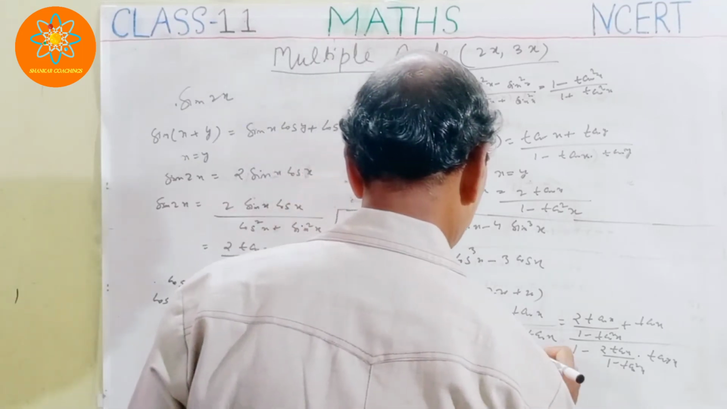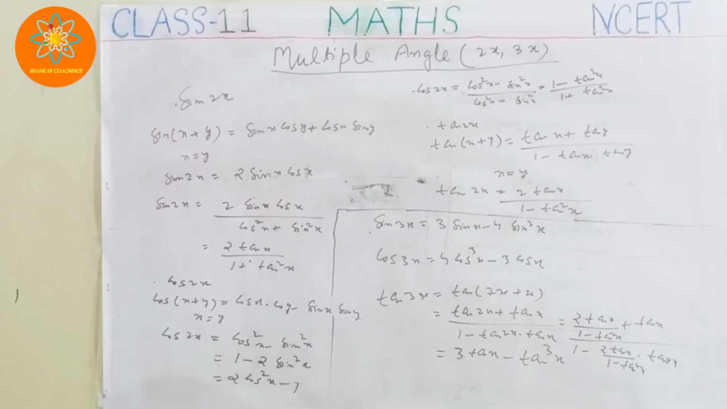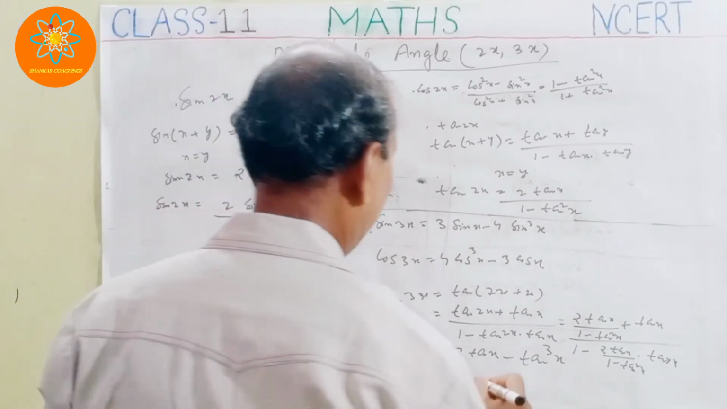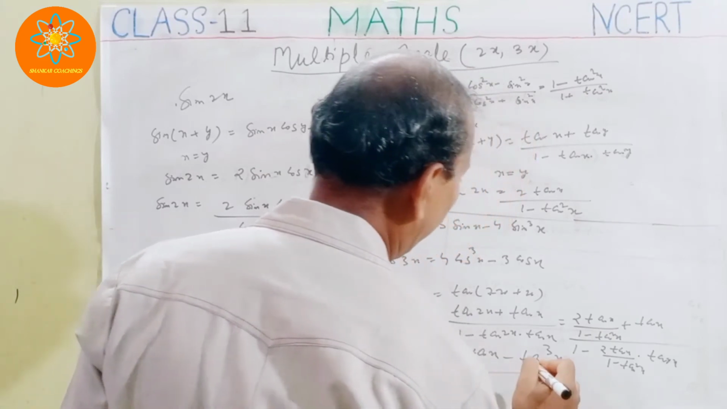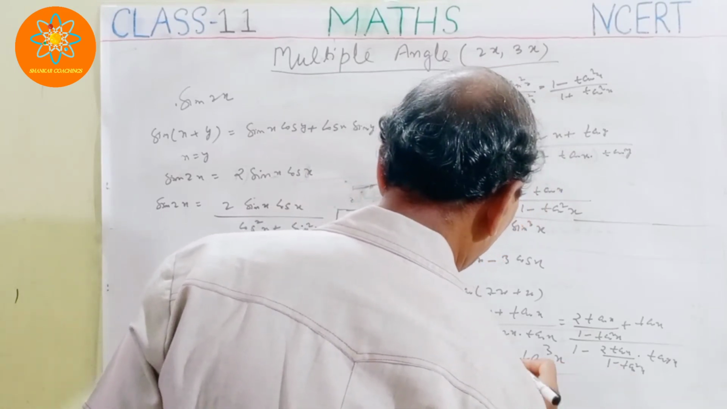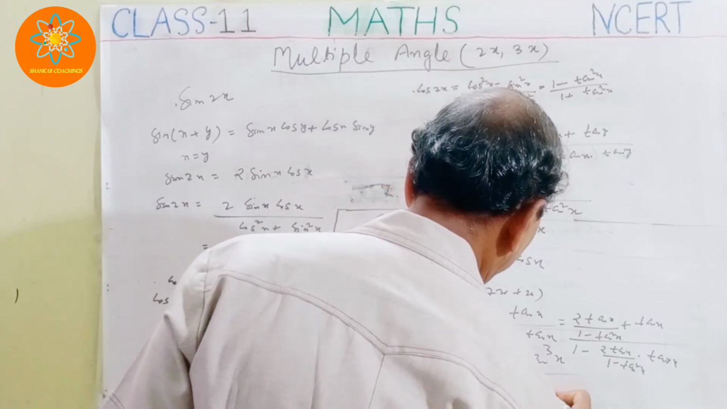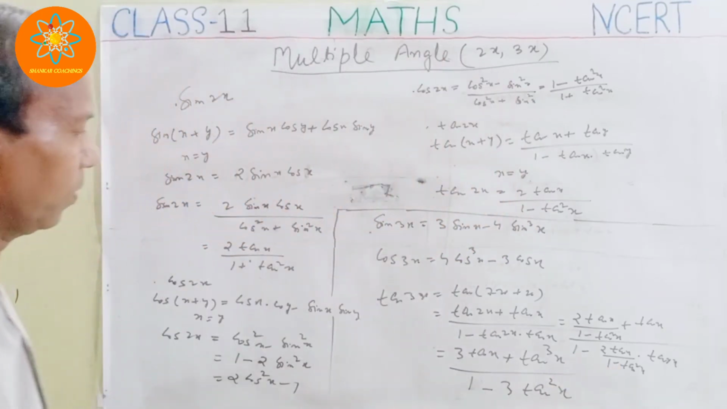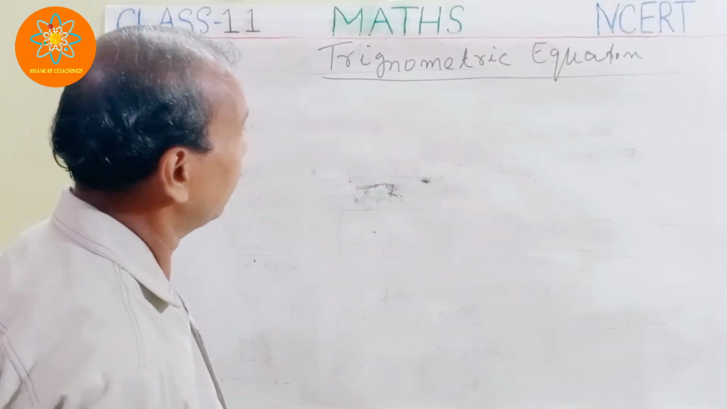(3 tan x minus tan cube x) divided by (1 minus 3 tan square x). So these all are the multiple angles formula for sine, cos, and tan. Now see the trigonometrical equations.